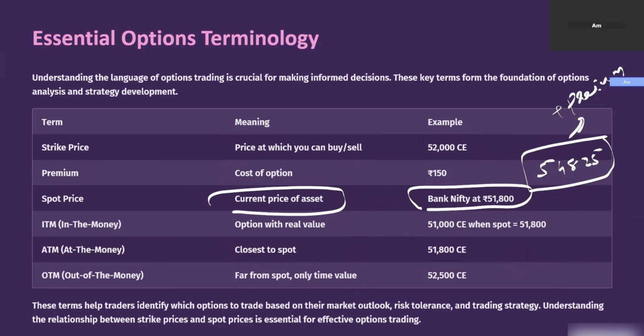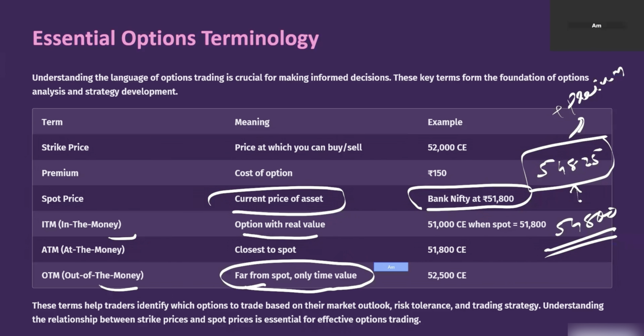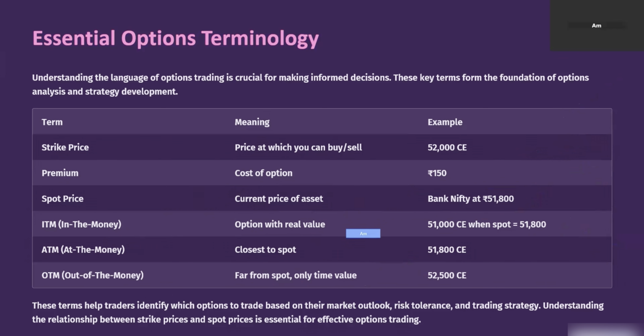Okay, now when you talk about the at the money, the one which is close to this, what is that? 54,800, the nearest 100. The one which is close to that spot price, that's the at the money. So, in the money is an option with real value. Out of the money has no real value, far from spot, only time value. Winning with an out of the money option, the probability is less. Winning with an in the money option, the probability is higher, which is based on delta. And the strike close to the spot price, that's the at the money.